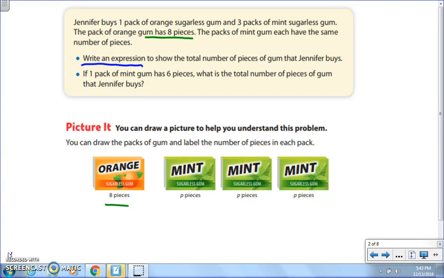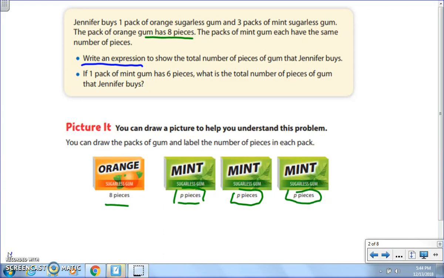So instead of trying to guess a number that each one has, and we can't assume anything, because we're not sure, we're going to just use a letter to represent how much each one has. So I'm going to say there are P number of pieces in mint, P number of pieces in mint again, and P number of pieces in mint again.